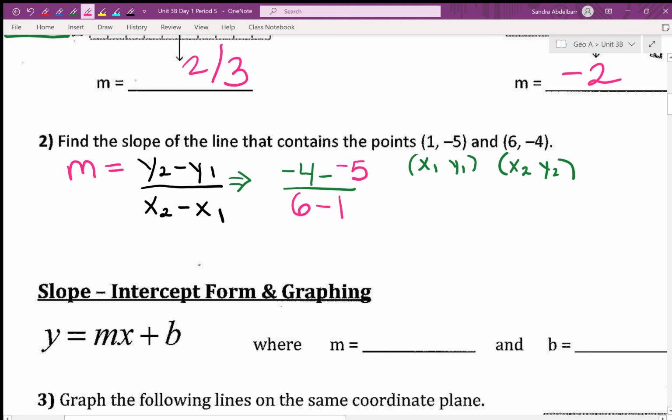What happens with a double negative? Positive. So this ends up becoming -4 plus 5 over 6 minus 1. -4 plus 5 is 1. 6 minus 1 is 5. So the slope is 1/5.